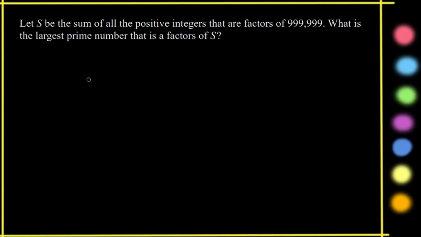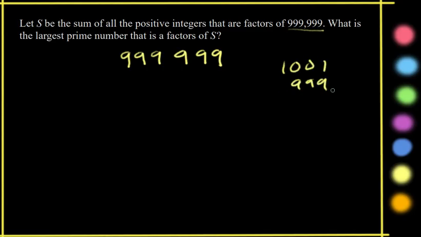This one says, let S be the sum of all positive integers that are factors of 999999. What is the largest prime number that is a factor of S? Okay, so one thing that I think is helpful here is if you happen to recognize that 999999 is actually 1001 times 999, right? Because the 1 part times 999 gives you the last 3 digits, and the 1000 part times 999 gives you the first 3 digits. So that's already useful. We basically need to find the prime factorization of this. So we can break this up into 999 and 1001.